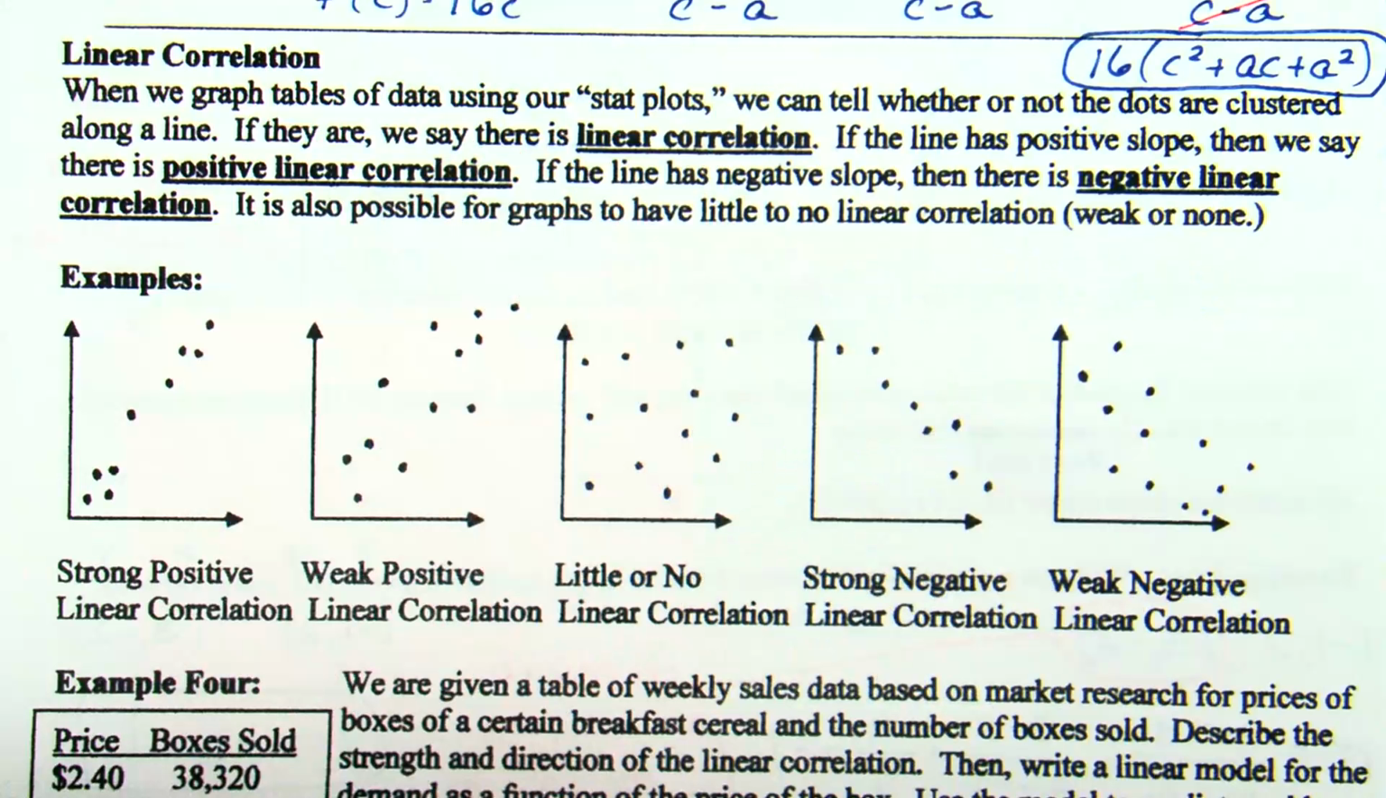Okay, example 4. We are given a table of weekly sales data based on market research for prices of boxes of a certain breakfast cereal and the number of boxes sold. Describe the strength and direction of the linear correlation. Then write a linear model for the demand as a function of the price of the box. Use the model to predict weekly cereal sales if the price dropped to 2, is what they want us to do here. Now, the first thing they want, describe the strength and direction of the linear correlation.